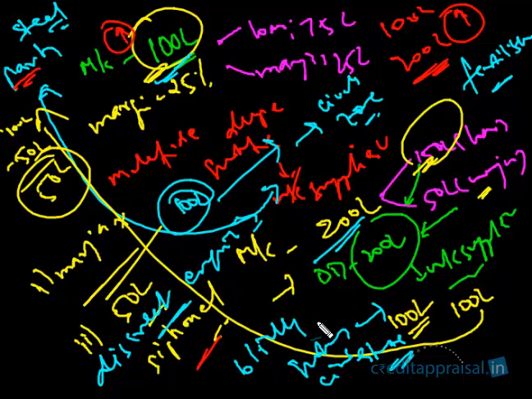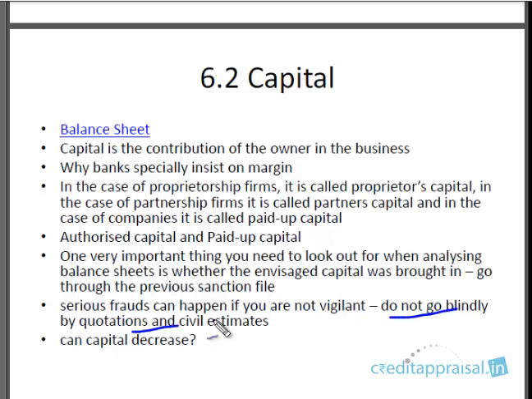So always please ensure that the borrower's margin is there in the system. Borrowers will be employing a number of ways in which to avoid the margin. They don't want to bring in their margin. They somehow want to get the loan sanctioned without investing their funds. That is a situation which you need to be careful of and try to avoid. So don't go blindly by quotation and civil investments.